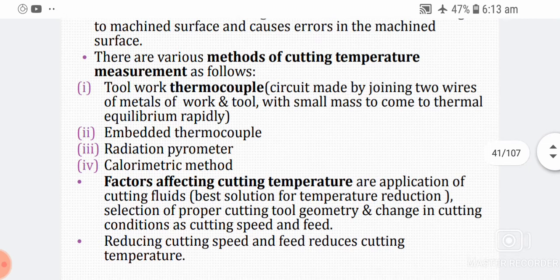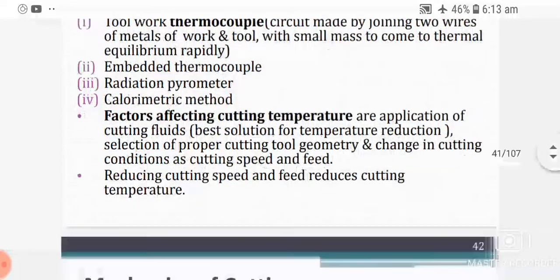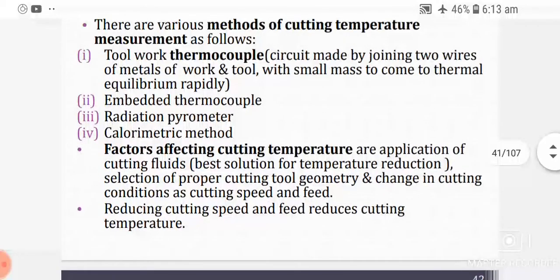Factors affecting the cutting temperature: application of cutting fluid is the best solution for temperature reduction. Selection of proper cutting tool geometry and a change in cutting conditions such as cutting speed and feed also help. Reducing cutting speed and feed reduces cutting temperature. This is called the thermal aspect.